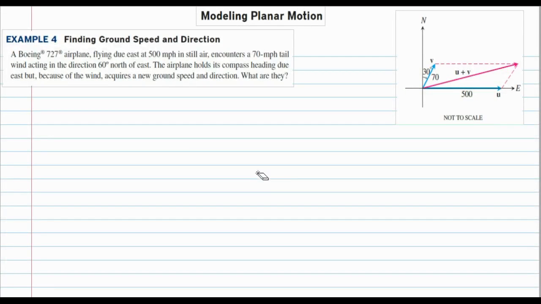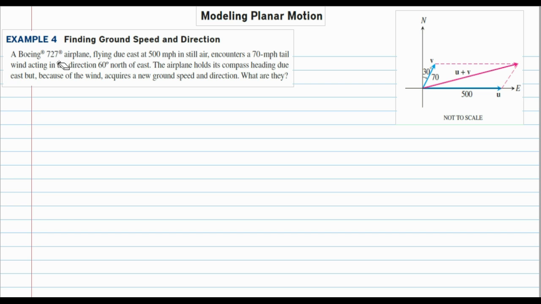This is a screencast for section 10.2, example 4. We're going to model planar motion. Well, plane means coordinate plane, but we're actually talking about an airplane too. Finding ground speed and direction is what we're going to look at. Now remember, ground speed from pre-calc is the magnitude of the vector.